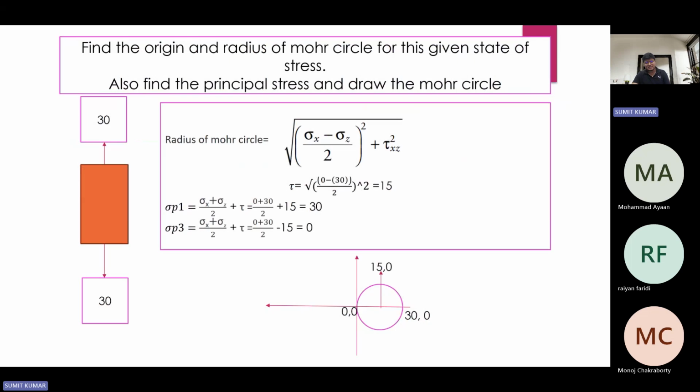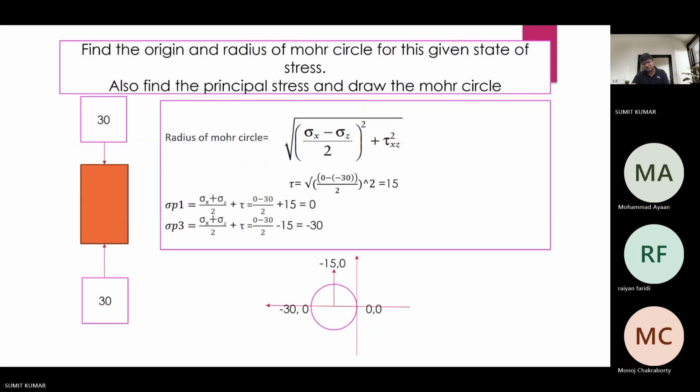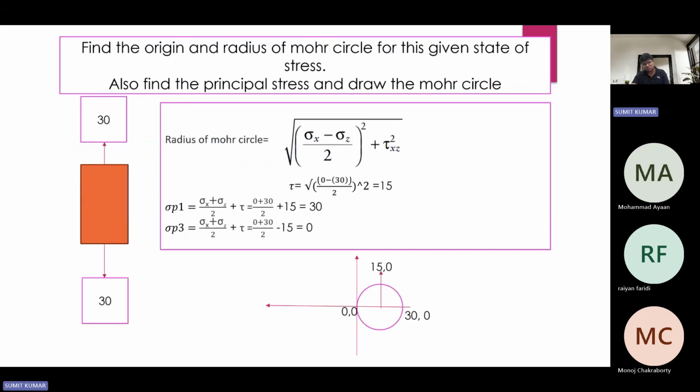The rest of the things, like the radius and the point on the origin, remain the same. The only value that changes is the position of the Mohr circle, as the value of sigma P3 earlier came to be minus 30, over here the sigma P3 is 0, while the sigma P1 value is calculated as plus 30.